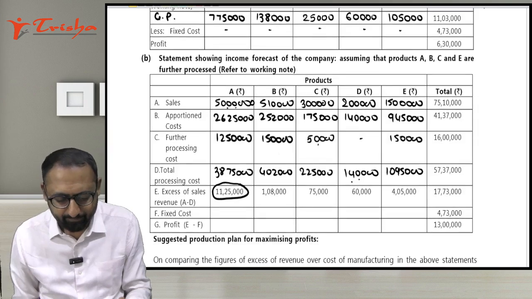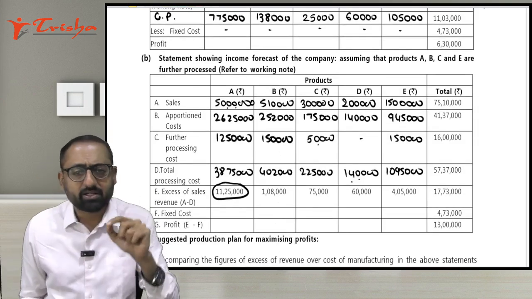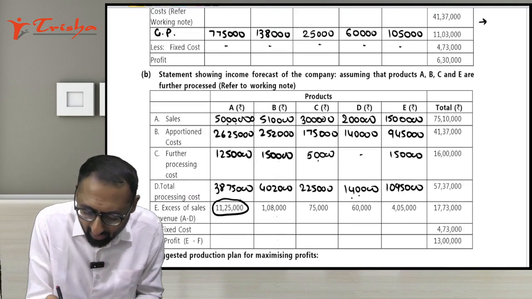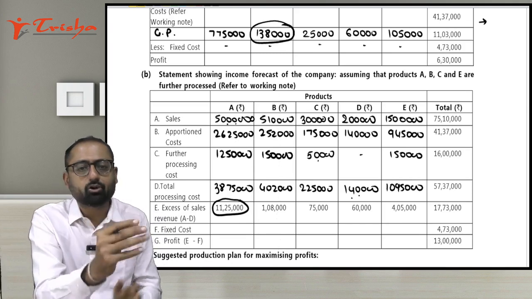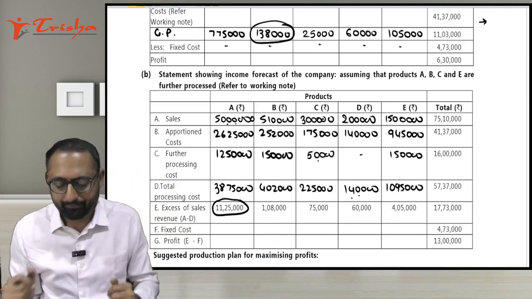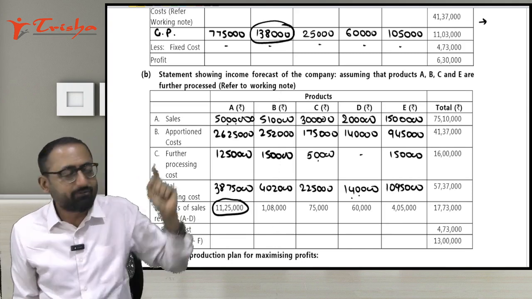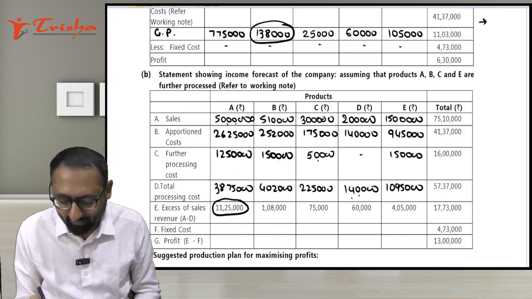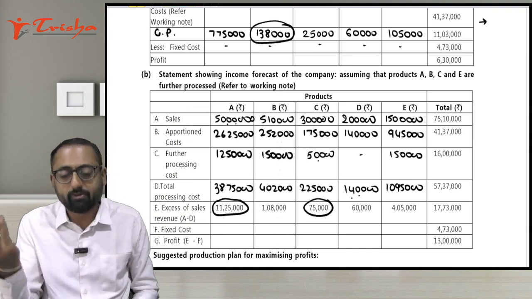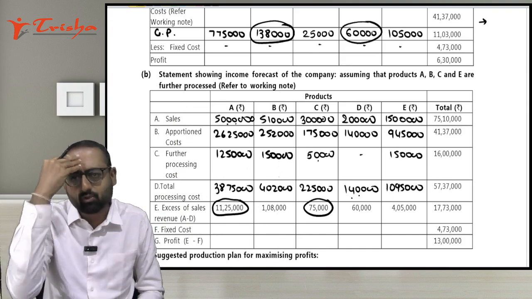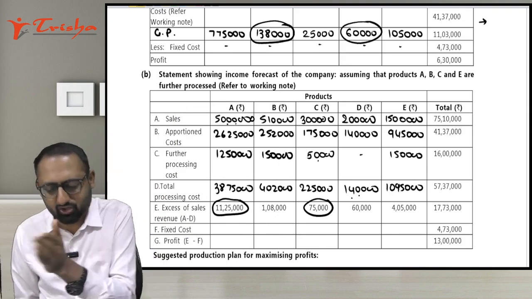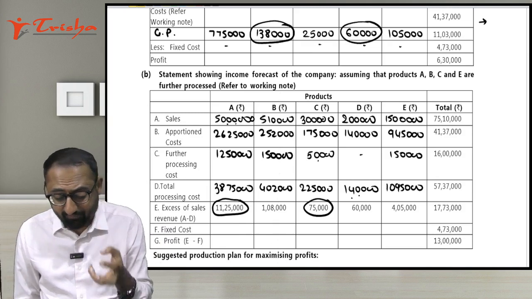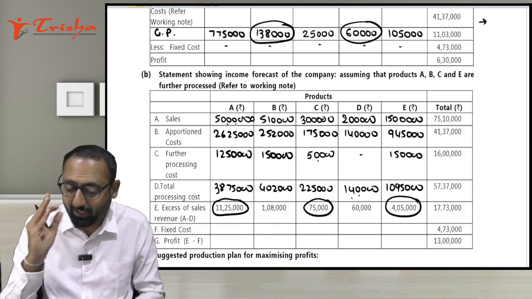Okay. Let's talk about B. 1,38,000 if it is sold at the split off, and here 1,08,000. It means that B should be sold at the split off because gross profit at the split off is more. Let's talk about C. If it is sold at the split off, profit will be 25,000. If it is further processed, profit will be 75,000. So C should be further processed. Either way, D should be sold at the split off because it is not further processed. Let's talk about E. If it is sold at split off, 1,05,000 is the profit. And if it is further processed, then 4,05,000 is the profit. Then E should be further processed.